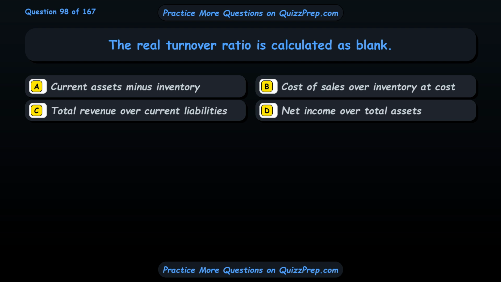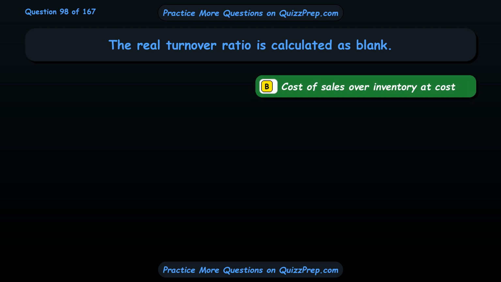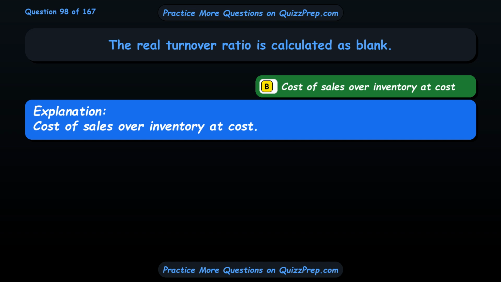Question 98. The inventory turnover ratio is calculated as blank. Option A, current assets minus inventory. Option B, cost of sales over inventory at cost. Option C, total revenue over current liabilities. Option D, net income over total assets. The correct answer is option B, cost of sales over inventory at cost.